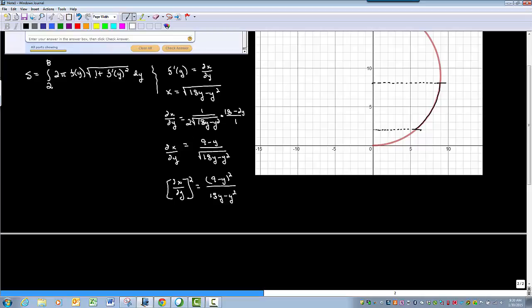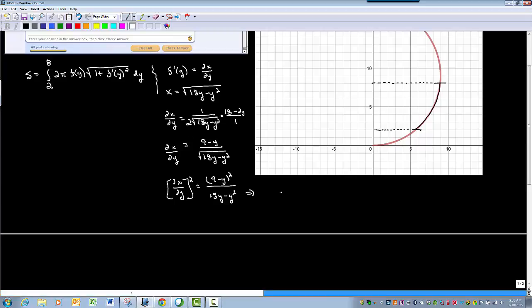So I need to go ahead and add 1 to it. So we have 1 plus, and now if we want to, we could do this guy out, but I'm going to wait for just a second before I work with anything there. So this is going to be 18y minus y squared plus 9 minus y quantity squared all over 18y minus y squared. The question is, do we go ahead and simplify this?